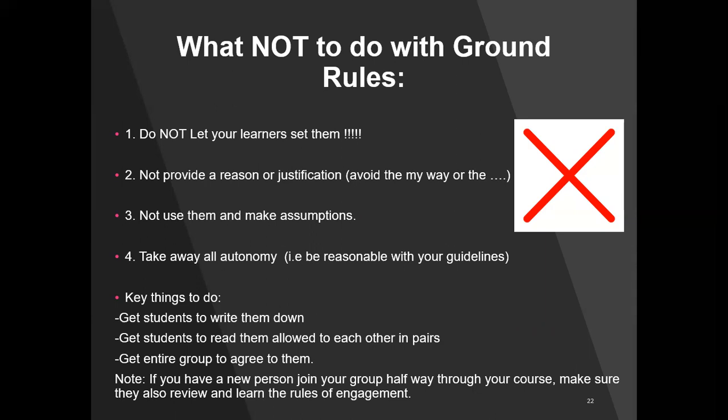Okay. Number four, take away all autonomy. You don't want to do that. So, for example, one of the things that we love to do at Success Training Academy is we say phones on quiet. And if you get a call and it is super urgent, feel free to take it. Obviously, take it outside. But we don't say you must turn your phone off completely and you're not allowed to answer any calls because that would take away all autonomy, okay? And people may feel controlled or manipulated by that, okay? So you definitely want to give them some autonomy and you don't want to take away all choices, okay? So I say be reasonable with your guidelines.